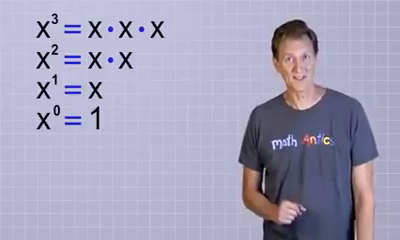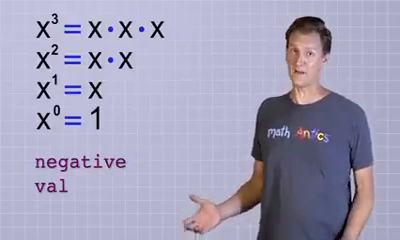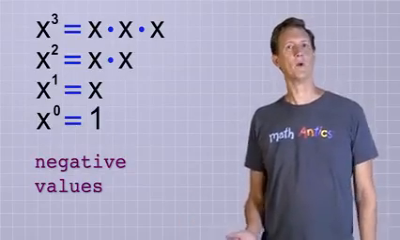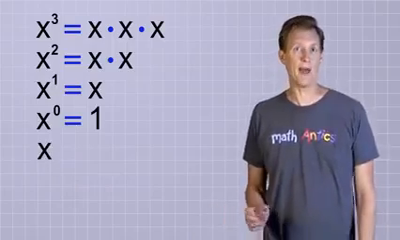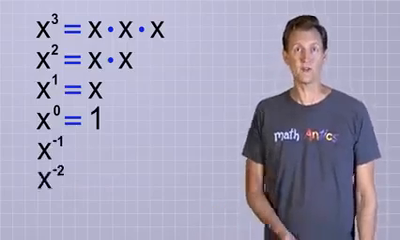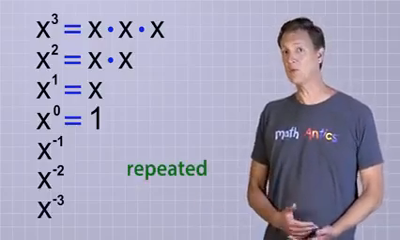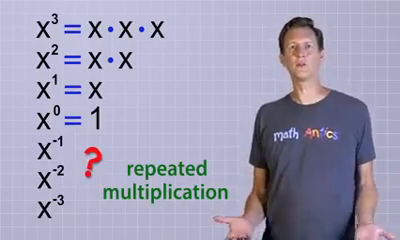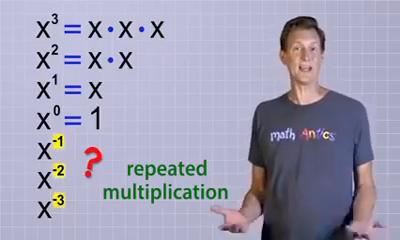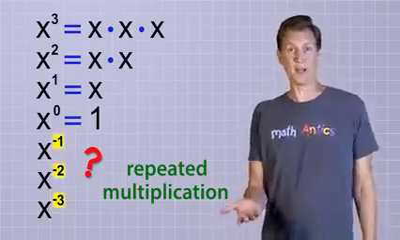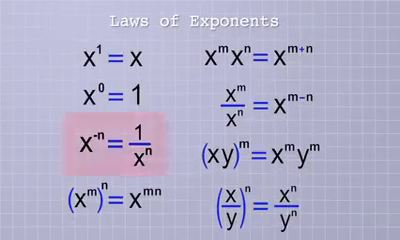Not so fast. Don't forget that integers can have negative values too. For example, what if we had the expression x to the power of -1, or -2, or -3? We know that exponents are a way of doing repeated multiplication. But how in the world could you multiply something together a negative number of times? Well, you can't. Fortunately, the next law on our list tells us how to interpret a negative exponent.